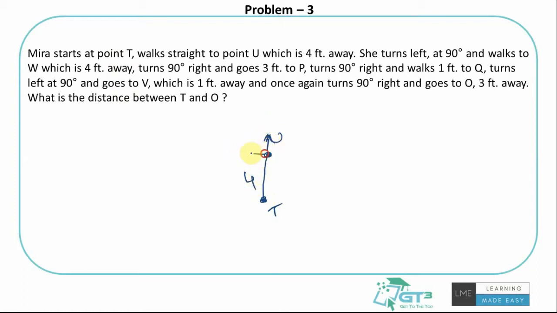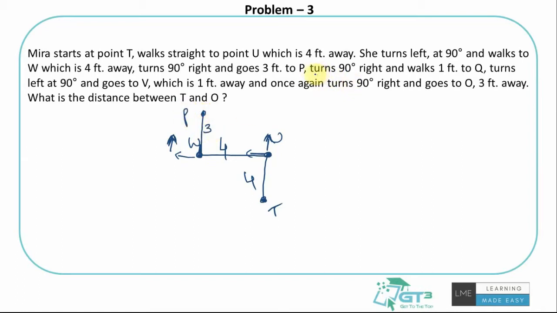Now she turns left, that means she should be facing this direction, and walks to W, which is 4 feet away. And she is facing west direction now. She turns 90 degrees to right, which means she is turning in this direction. So she is again facing north. She is now walking 3 feet to go to point P.